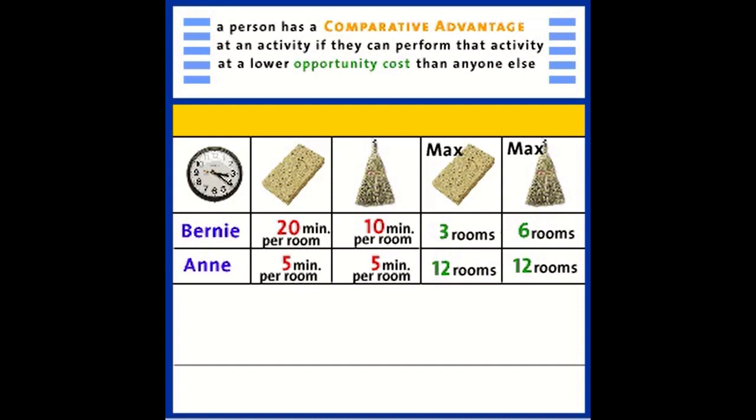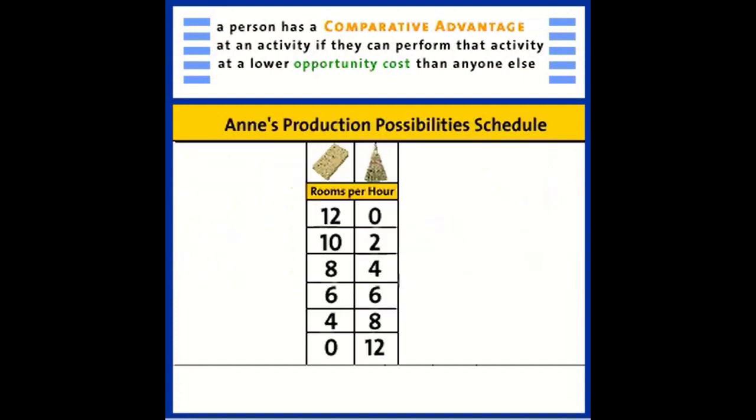Here's a table then that represents Ann's possible output, sweeping and scrubbing. If Ann spends all of her time scrubbing, she can scrub 12 rooms. That means she does no sweeping. If she wants to sweep 2 rooms, that's going to take her 2 times 5 minutes per room for a total of 10 minutes. Subtract 10 minutes from 60 minutes, and that leaves 50 minutes. 50 minutes divided by 5 is 10 rooms worth of scrubbing that Ann can do. 50 minutes is long enough for Ann to scrub 10 rooms at 5 minutes per room.